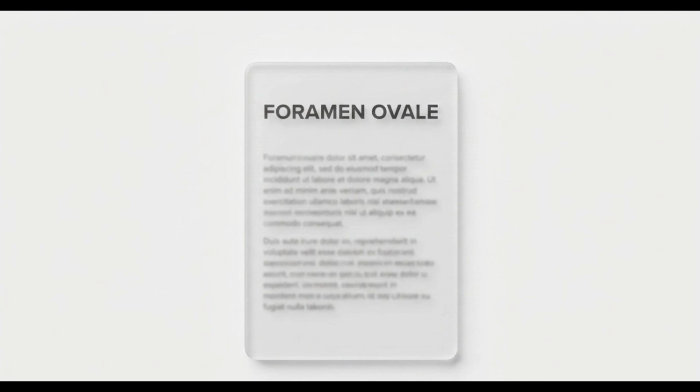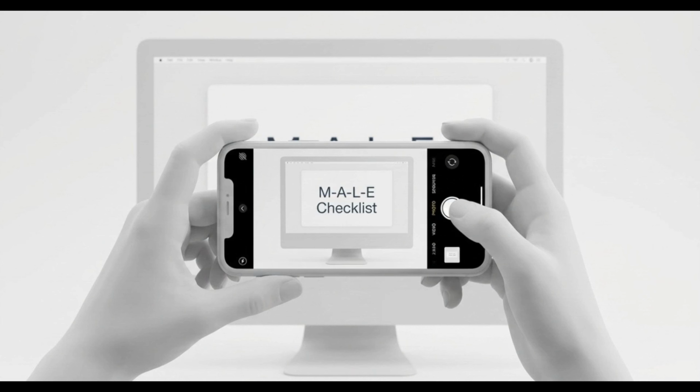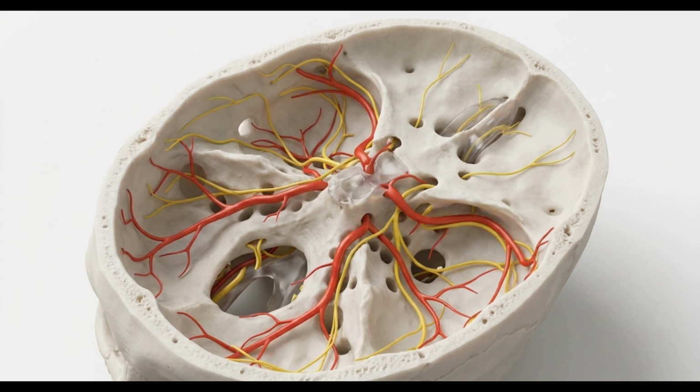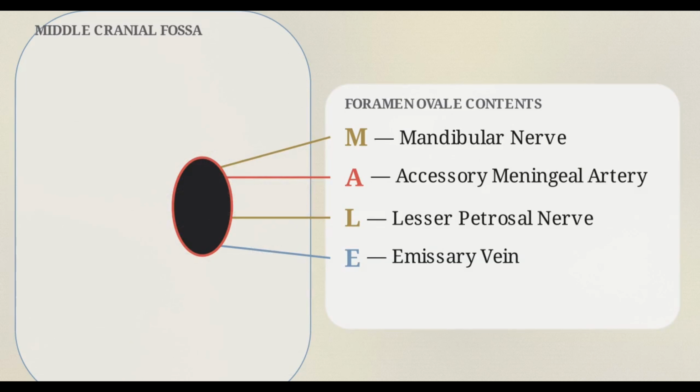Here is a graphic card summarizing the entire mechanism. You have mandibular V3, accessory meningeal, lesser petrosal, and the emissary vein, along with the spinosum and lacerum traps we just dissected. Grab a screenshot of this checklist right now to lock it in for your exam prep. Navigating the 3D space of the skull base is difficult, but using the male framework cuts straight through the noise.